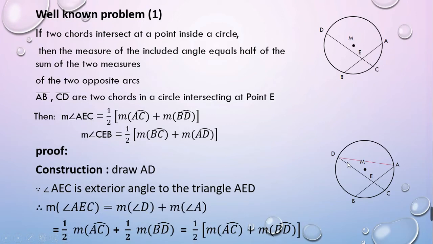Measure of angle D is an inscribed angle subtended by the arc AC, so measure of angle D equals half the measure of the arc AC. And measure of angle A is an inscribed angle subtended by the arc BD, equal to half the measure of the arc BD. I will take half as a common factor, equal to half the measure of AC plus the measure of BD, and we prove this fact.